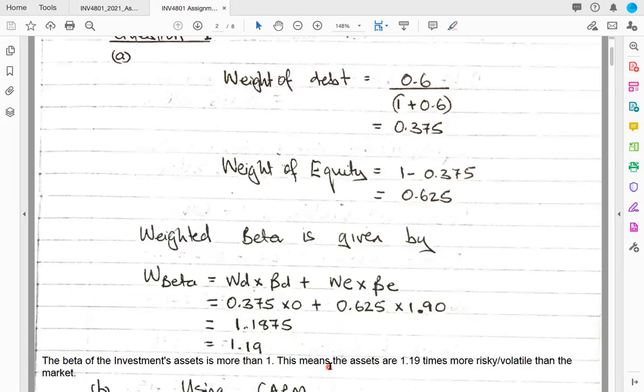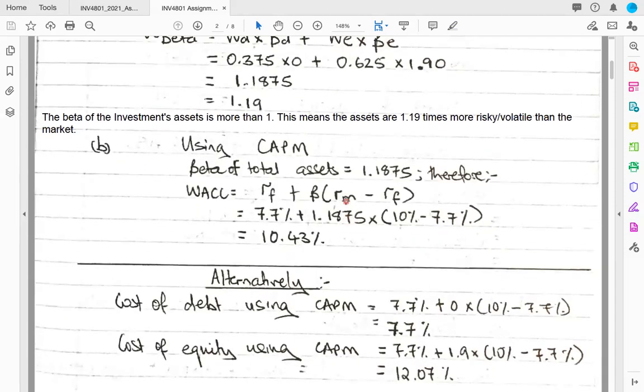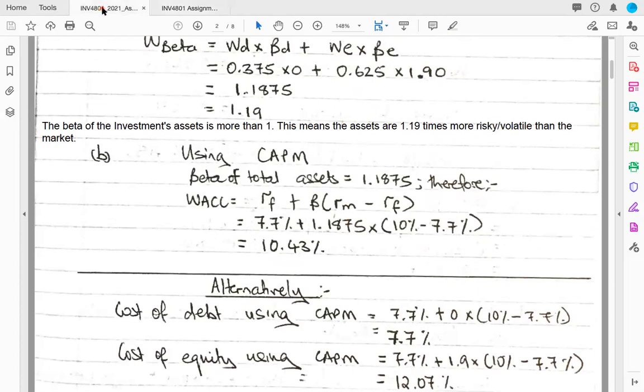I think I'll actually change that wording to say that the beta of the investment assets is more than 1. This means that the company's returns are 1.19 times more risky than the market. Remember, beta is a measure of how sensitive the returns on a particular investment are compared to the market, right?